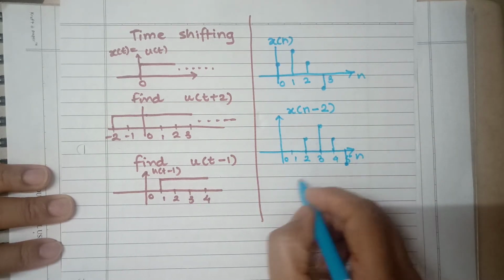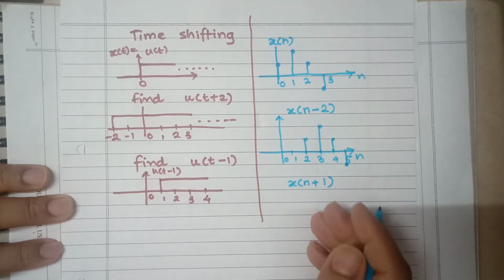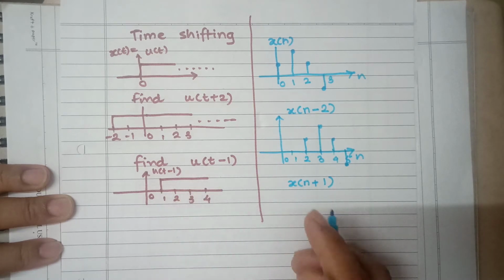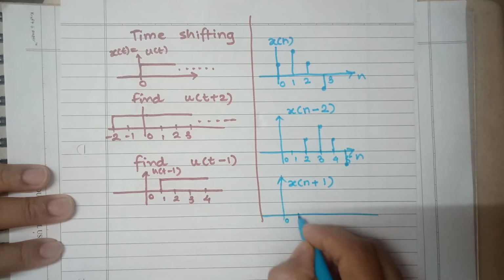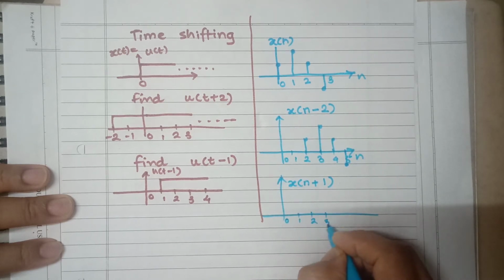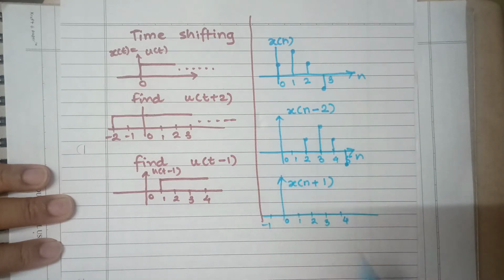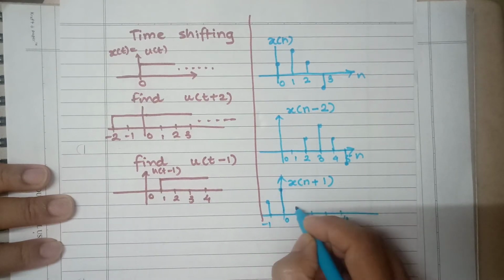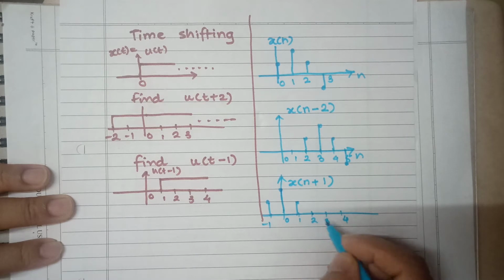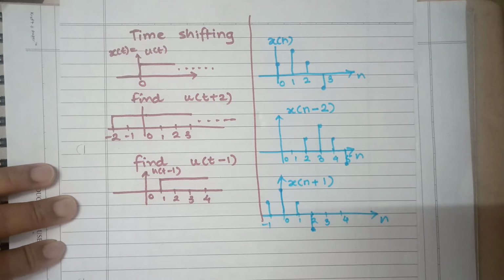Now I want to advance this signal by 1 unit: x of n plus 1. Advance means shift it to the left side by 1 unit. 0, 1, 2, 3, 4. Here minus 1. So this sample at 0 will go to minus 1, like this. Okay, so this is the time shifting operation. I hope you got this.